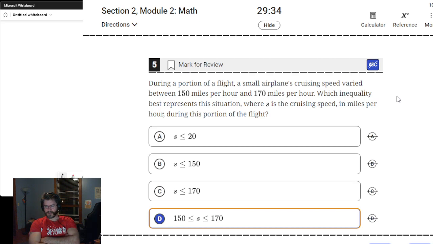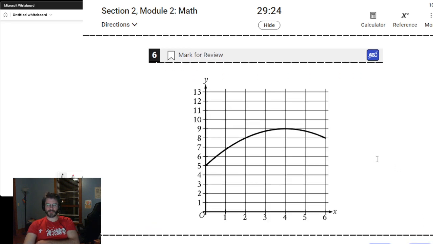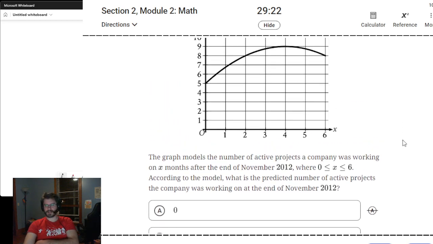Small planes, 150 to 170. Which is S, the cruising speed. Yeah, it really is that simple. Okay, that's kind of a weird, trivial question.